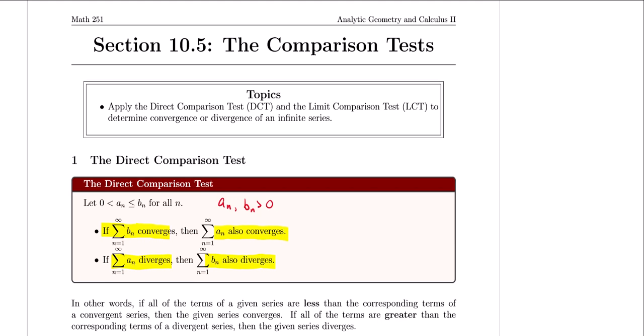So in other words, what this is telling us is, if all of the terms of a given series are less than the corresponding terms of a convergent series, then the given series converges. On the other hand, if all of the terms are greater than the corresponding terms of a divergent series, then the given series also diverges.